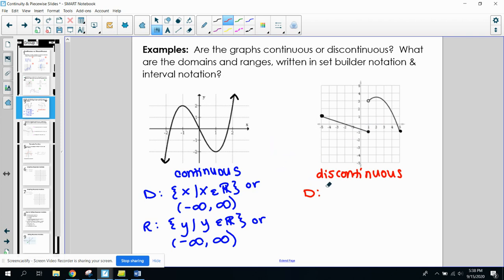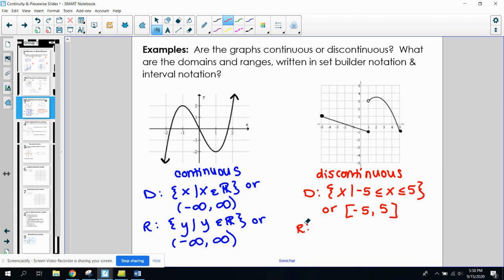So for our set notation, we can say that x such that -5 is less than or equal to x, which is less than or equal to 5. Or in our interval notation, because we have included closed circles, we're going to use our brackets. So it's -5 to 5, close our bracket.